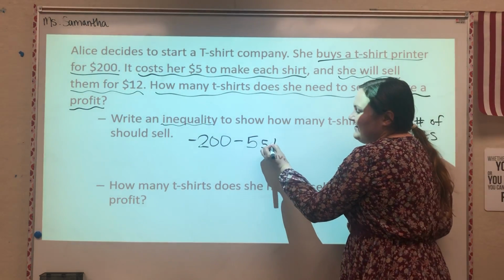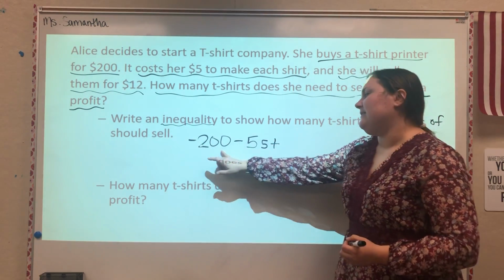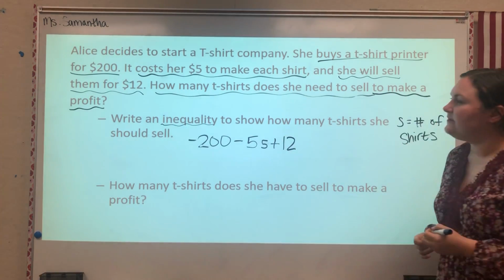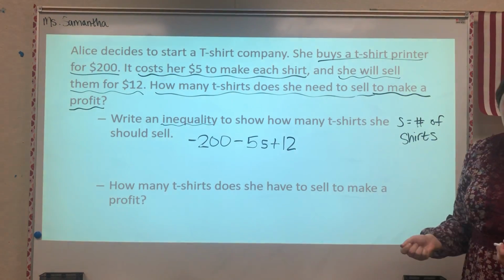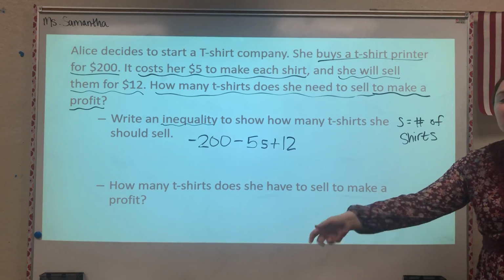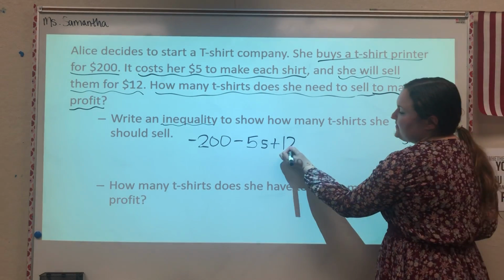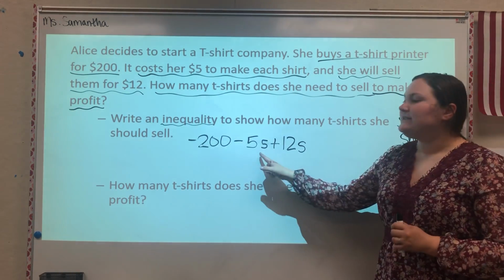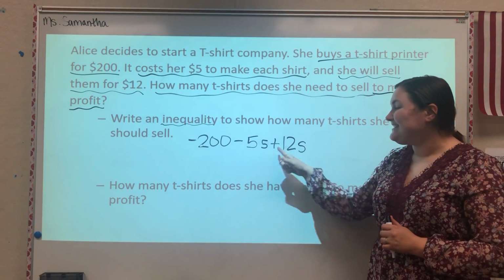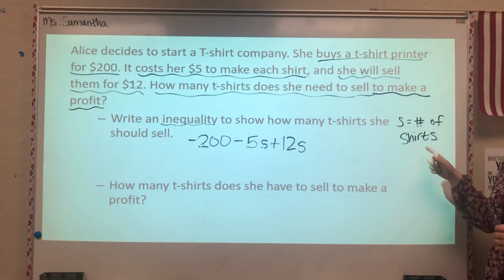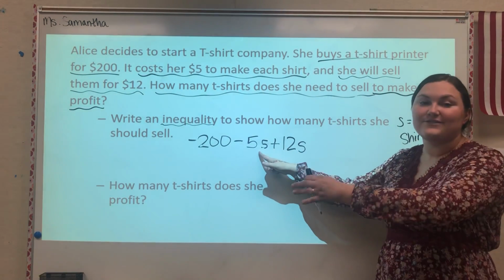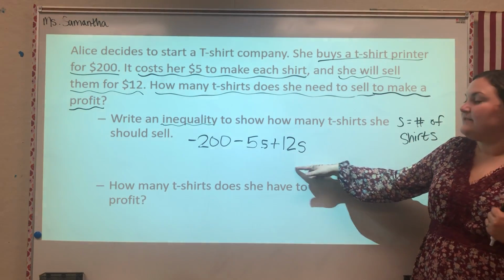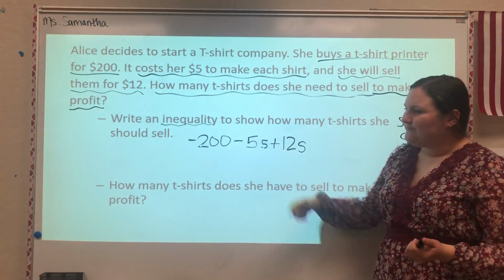So I could say, this is all the money she spent, but then the money that's going in her pocket is $12 for each of those shirts. So every single time she sells a shirt, that's bringing $12 into her bank account. So $12 times the number of shirts. Notice here I'm using the same variable. I'm using the same variable because both of these are talking about shirts, right? She's losing $5 on each shirt for the supplies, but then when she sells it, that gives her the $12. So they're both about shirts.